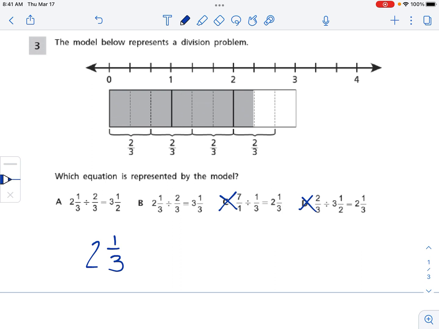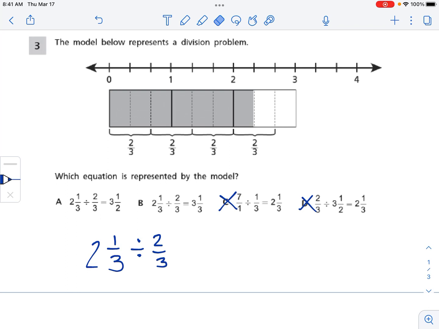So what do I notice? I notice we're making groups of 2/3 over and over and over. So we're dividing 2 and 1/3 by 2/3. All right, from here, if you're not sure what the model is telling you, you can actually solve that. Change your 2 1/3 into an improper fraction and follow keep, change, flip.